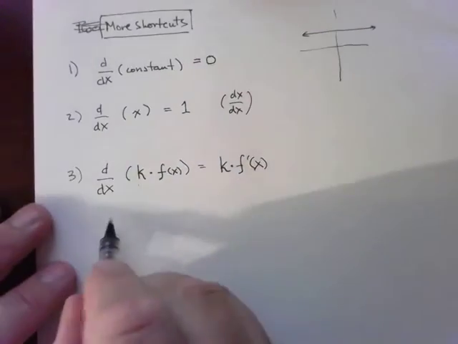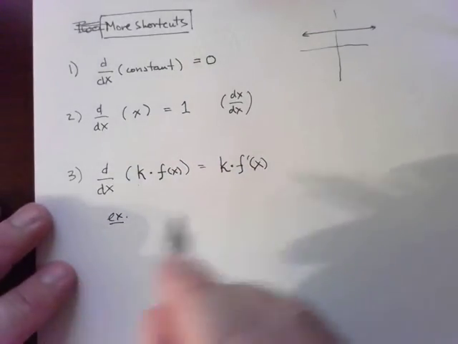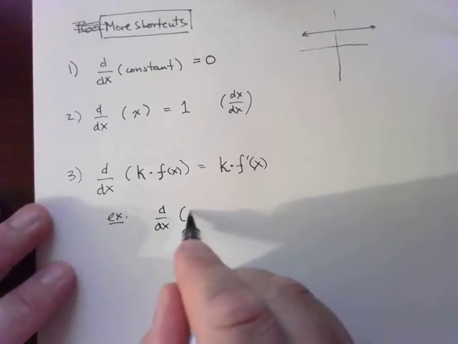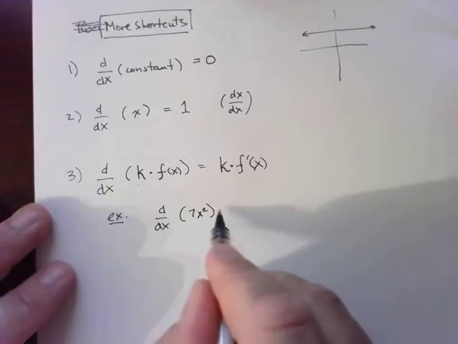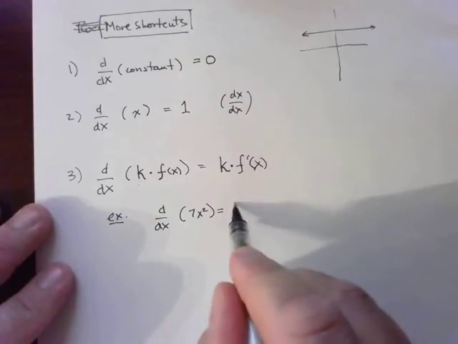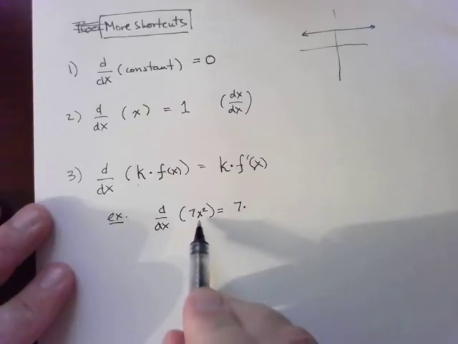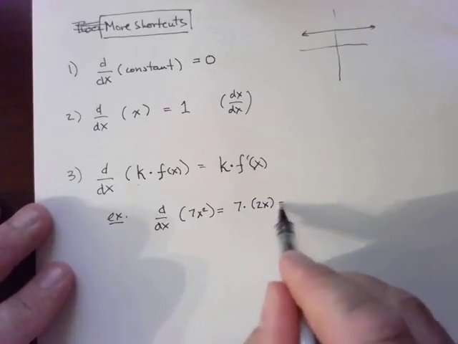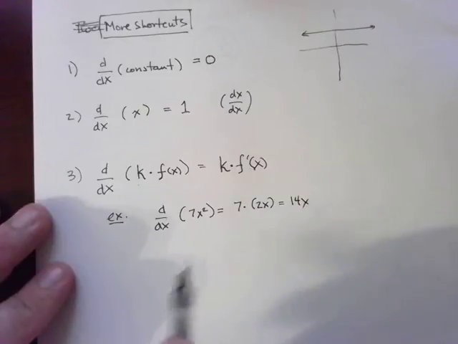Let me show you an example of this. So if I have to take the derivative of 7x squared, all this rule is saying is that the 7 multiplying the x squared just sits there. And then you do your normal rule for x squared. So you do 7 times 2x, which is 14x.